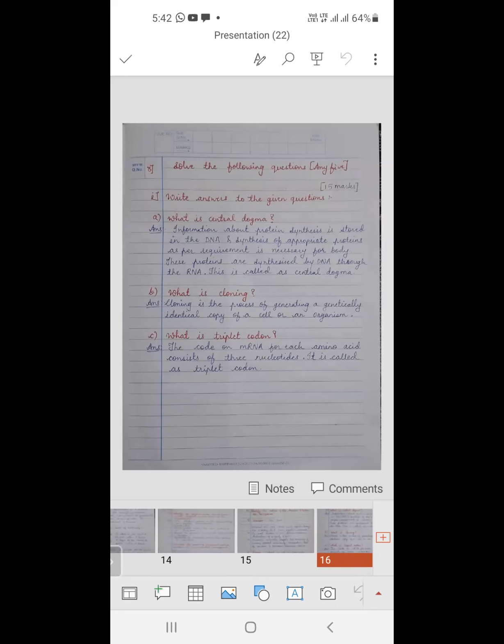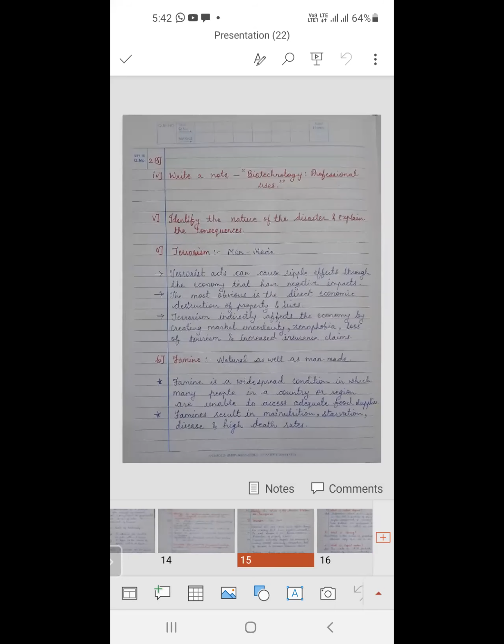Okay. So we will see the answer, and first we will see the fifth question, that is, identify the nature of disaster and explain the consequences. So first one is terrorism, and second one is famine. We will see first terrorism, how it is a disaster and which disaster it is. It is a man-made disaster.